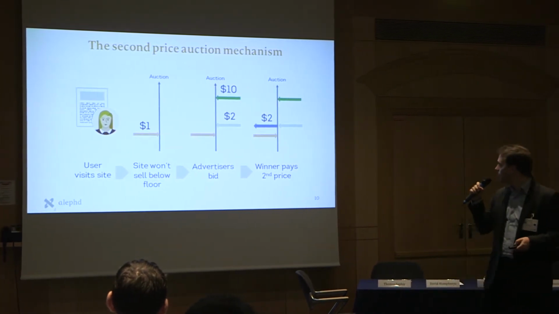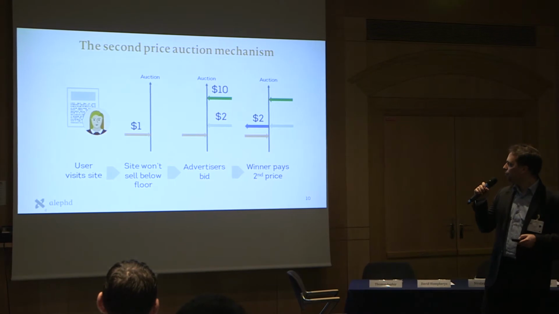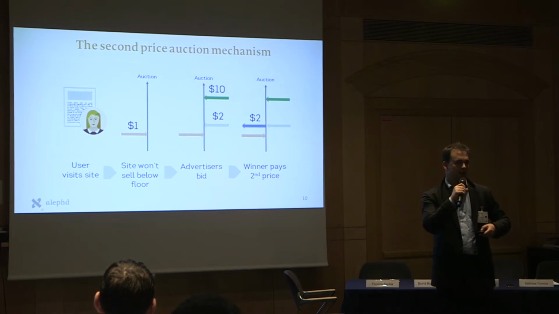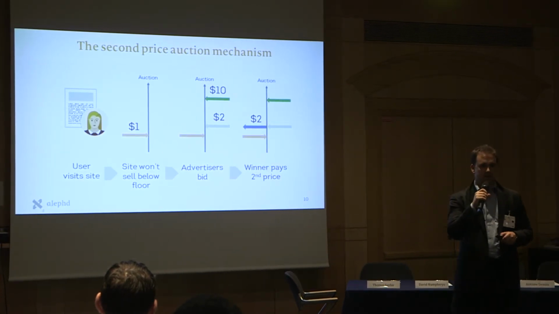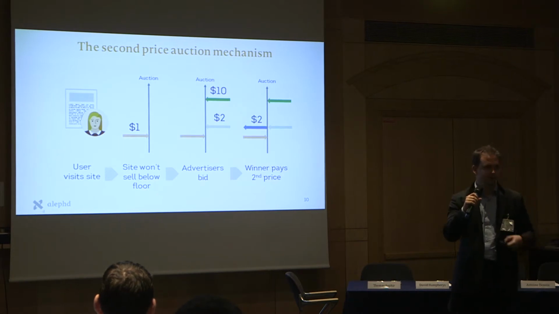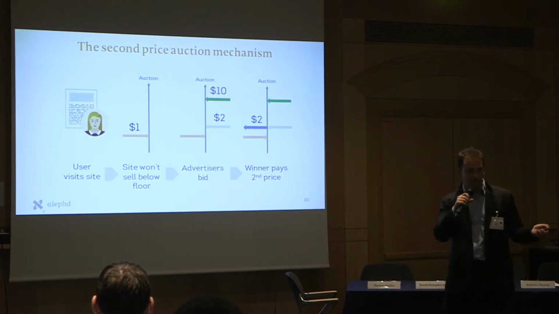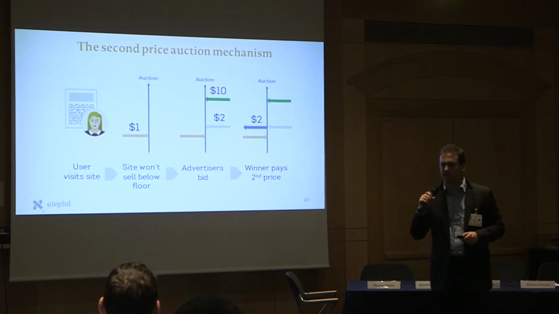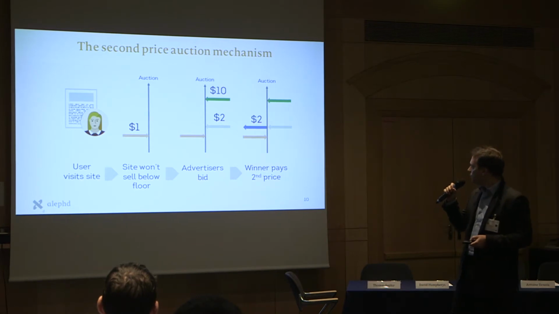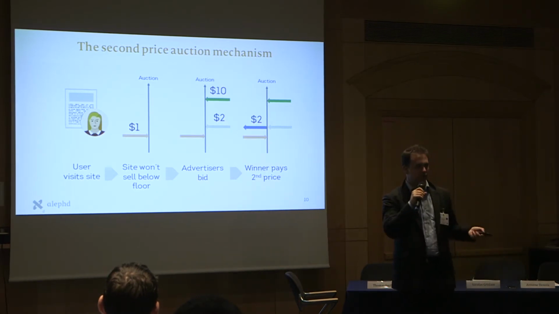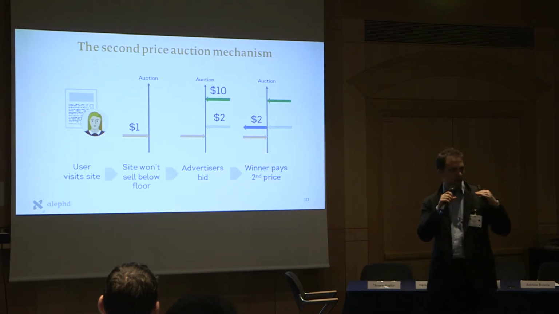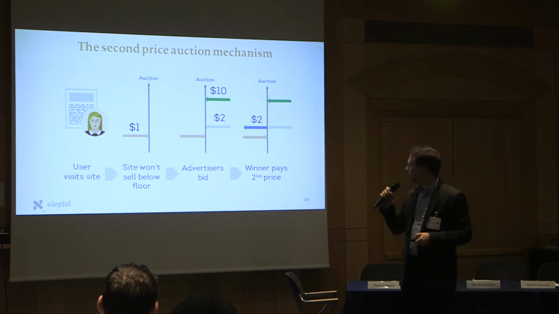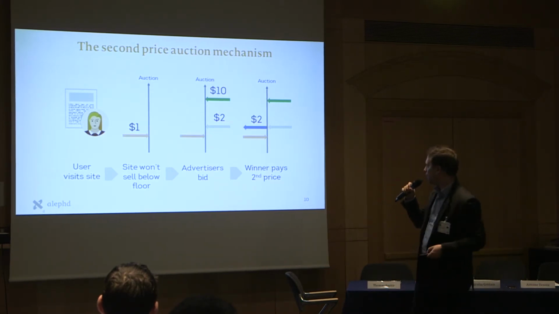So as I described before, when the user visits a website, there is an auction, and advertisers are called, and they can say, okay, I'm interested, I'm ready to pay this amount of money to buy this ad impression that is displayed to this user. But before that, the website sets a price under which it doesn't want to sell the ad. So it's called reserve price or floor price.